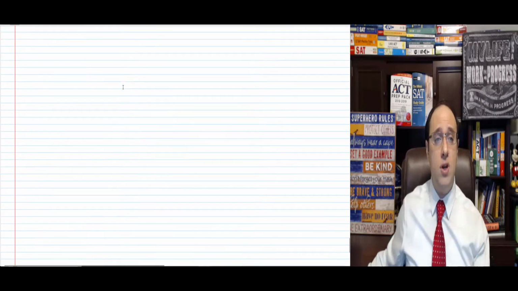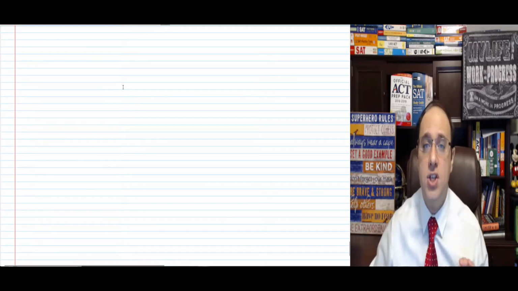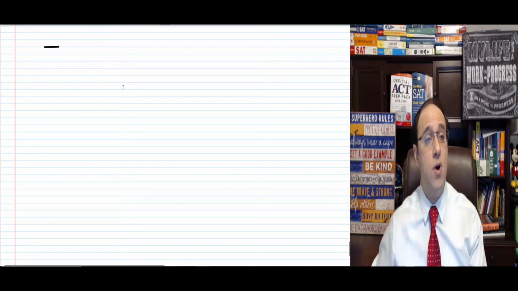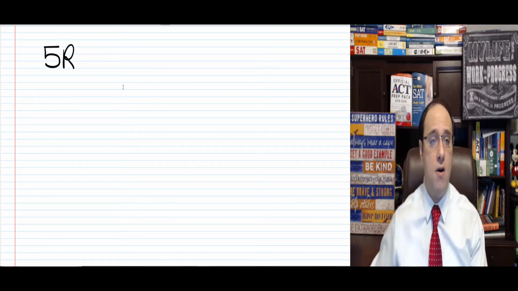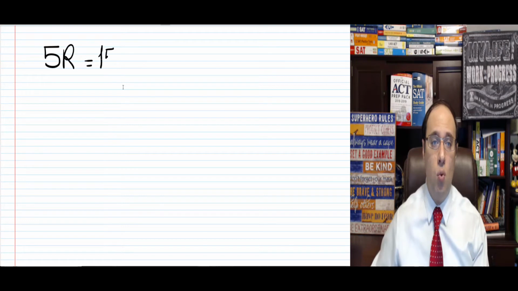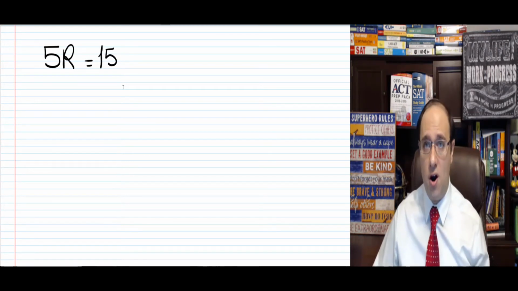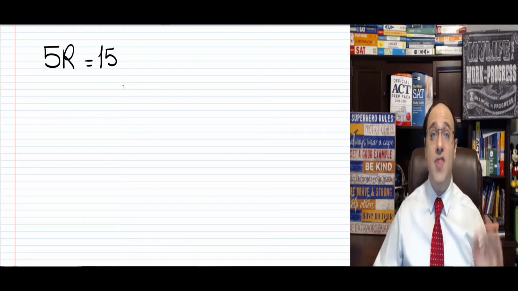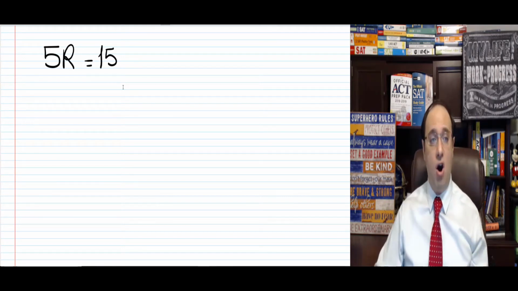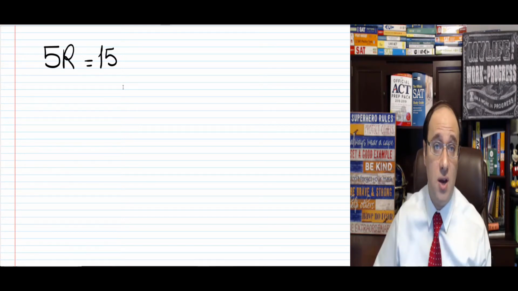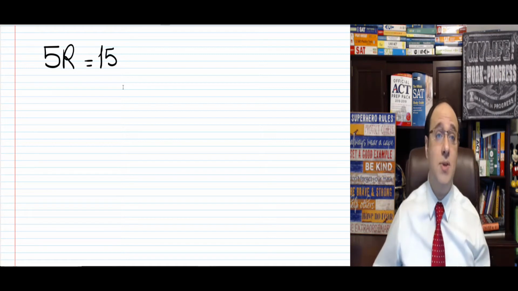Now, let's do another one that looks slightly different. Look here. What if I told you 5r equals 15? What does this mean? It means 5 times r equals 15. That's the same as saying r times 5 equals 15. It doesn't make a difference. 5 times r is the same as r times 5. So the concept is the same.